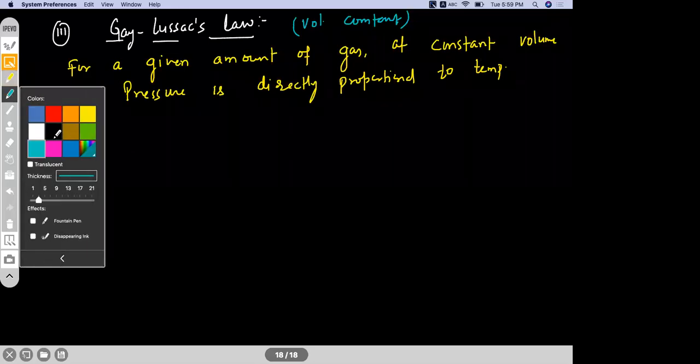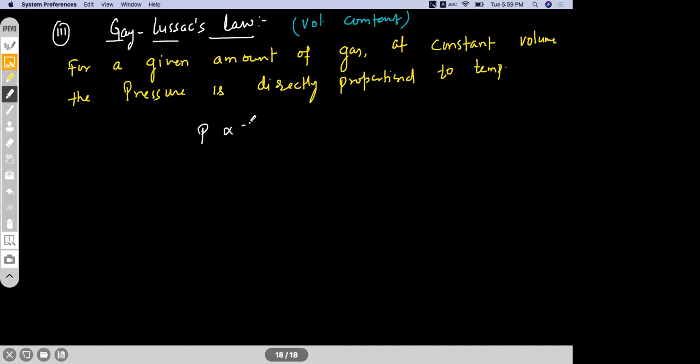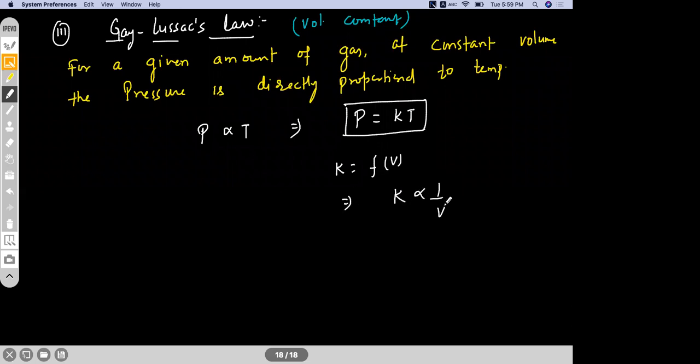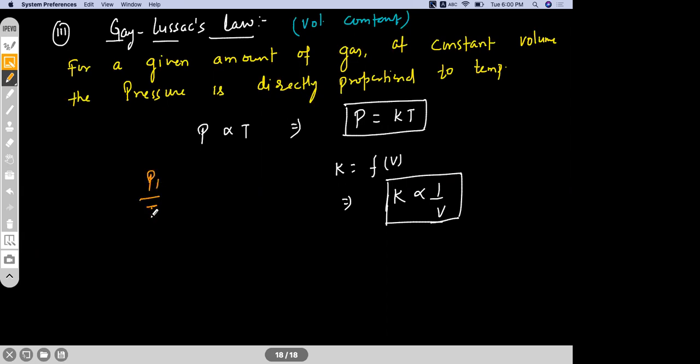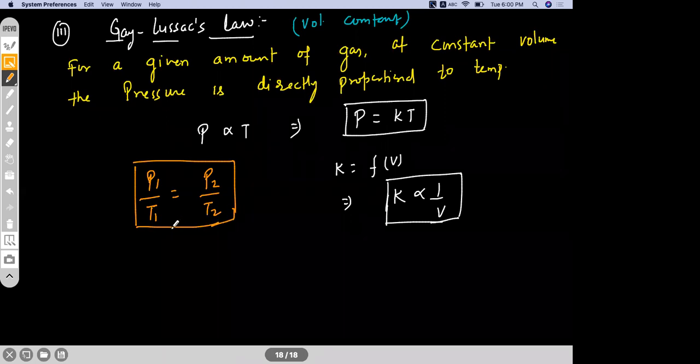Okay, so the relation here is P is directly proportional to T, which further gives P is equals to K times T, and K here is a function of volume. The relation of K and V is K is inversely proportional to volume. Right? For the P and T relation, we can write P1 by T1 is equals to P2 by T2.